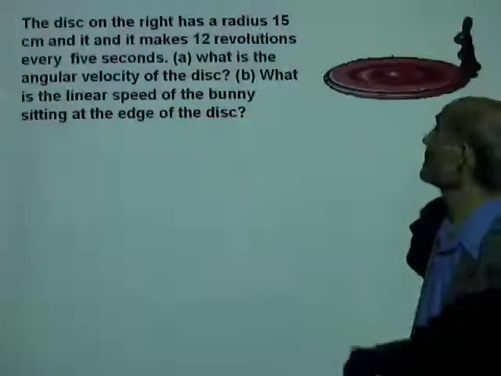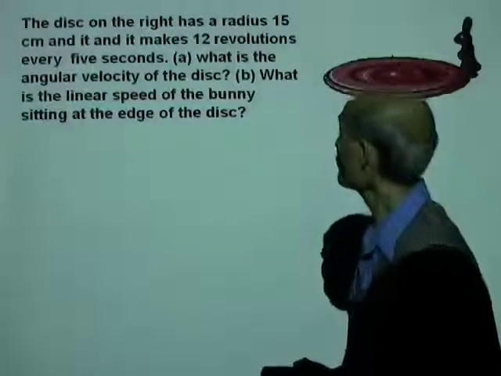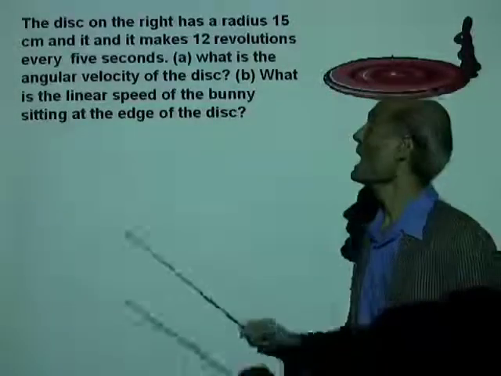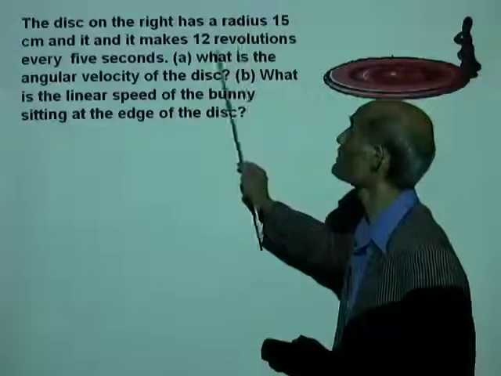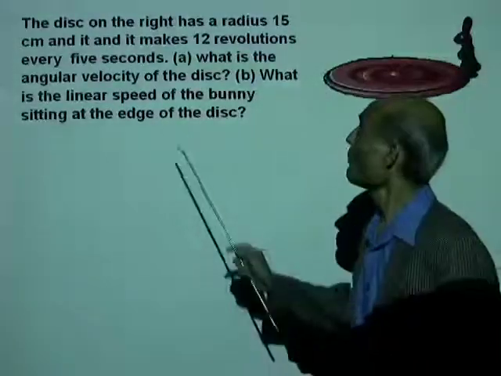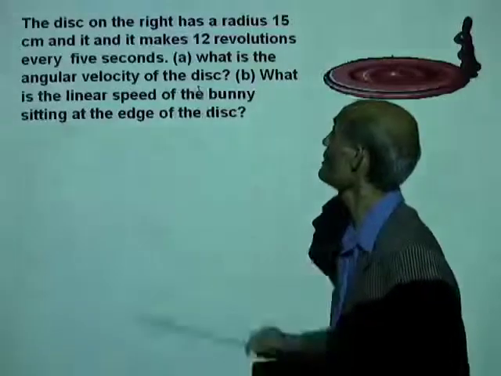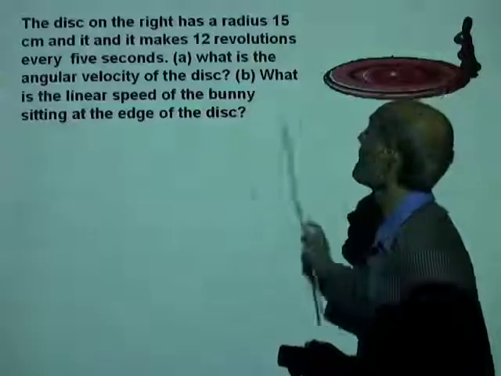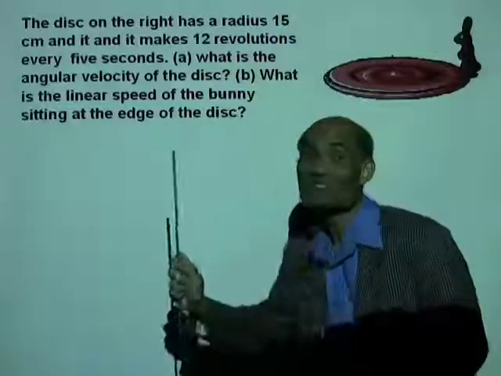Okay, let's do another one. The disc on the right has a radius of 15 centimeters and it makes 12 revolutions every 5 seconds. What is the angular velocity of the disc? What is the linear speed of the bunny sitting at the edge of the disc?